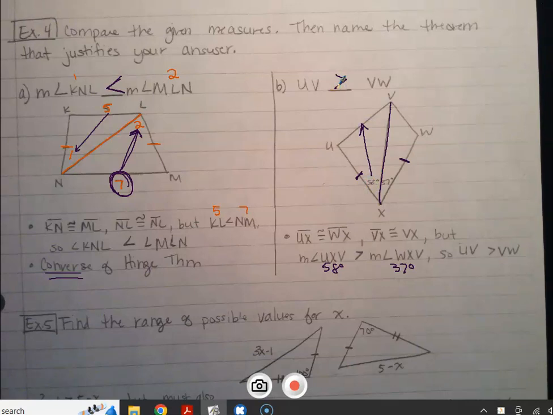But why is that? What theorem justifies that? Why is this one the hinge? Because it goes from an angle to the side. Excellent. It's the hinge because it starts at the angle, what we know about the angle, and tells us something about the side. Perfect. Very good.